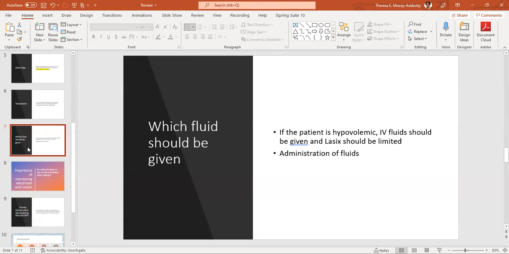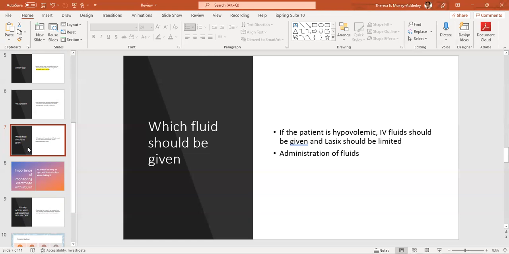What IV fluids? Is it lactated Ringer's? Is it normal saline? Is it D5W? Should be given. And Lasix should be limited. What do you mean by Lasix limited? Lasix comes in milligrams. Okay, there's a number. Is it 6? Is it 20? Is it 40 milligrams? Numbers, guys. I'm saying it again. Okay, when I meet you guys in 412, when I ask you guys to give me numbers, this is what I'm talking about. Everything has to be defined.